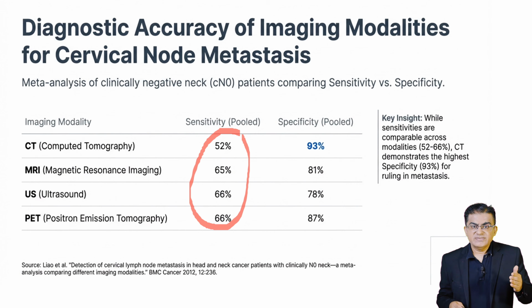But now look at the specificity column. CT demonstrates a high specificity at 93%. This means if a CT scan says a node is malignant, it is highly accurate at ruling in that metastasis without giving you a false alarm.